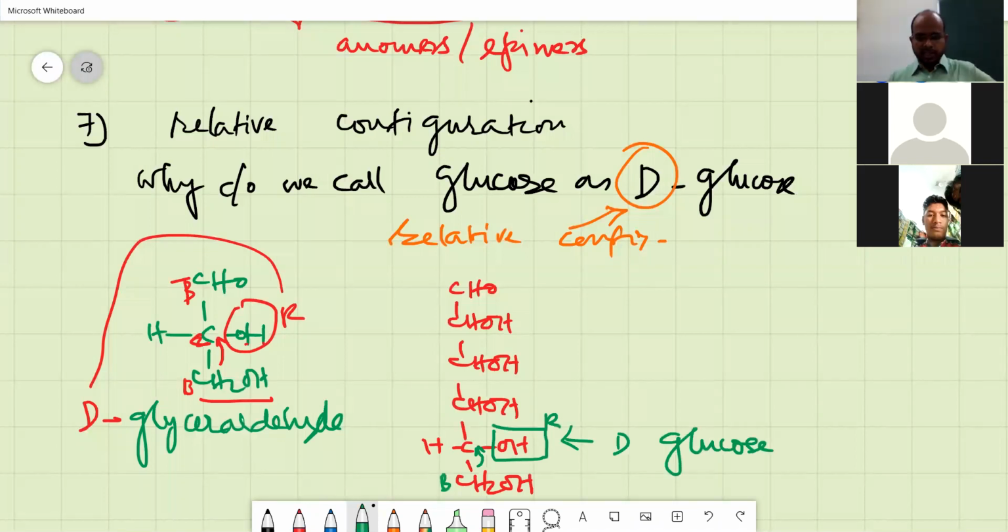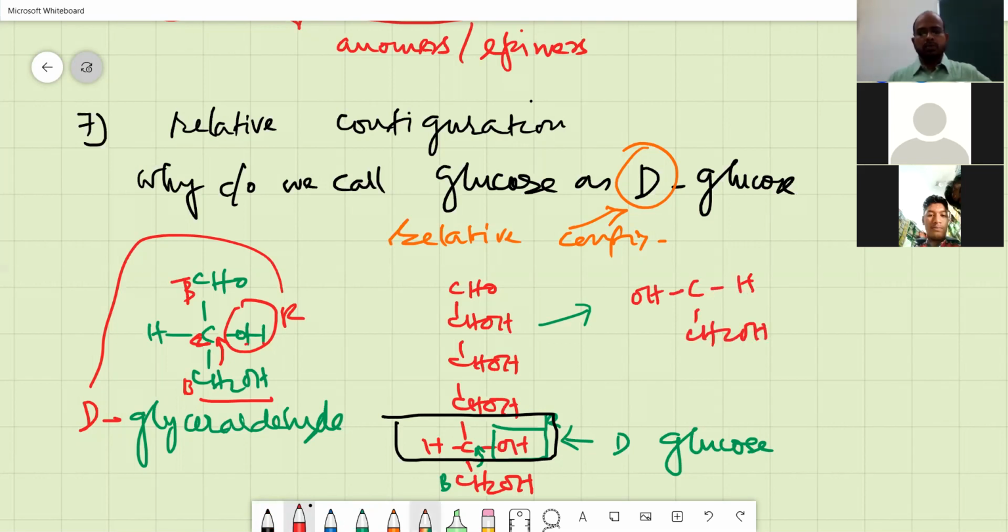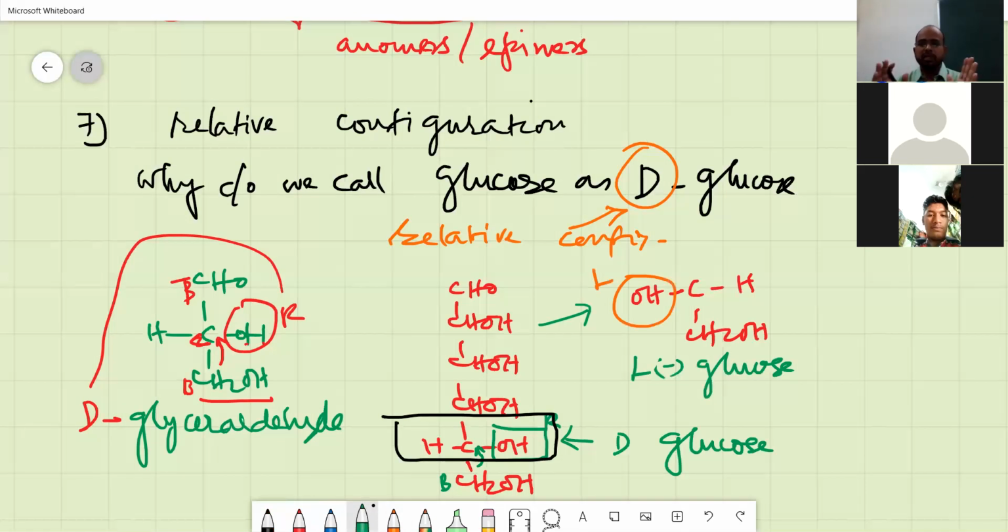Okay. This structure, in this particular part, if you have OH, CH, CH2OH, and then OH is on the left side, then it is L-glucose. Okay.